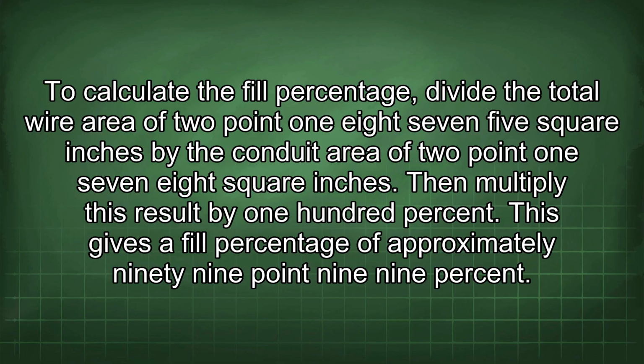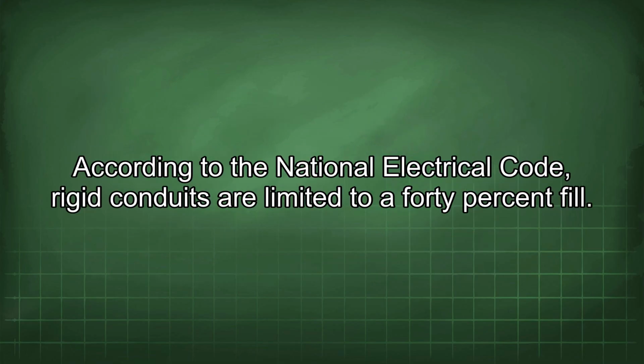To calculate the fill percentage, divide the total wire area of 2.1875 square inches by the conduit area of 2.178 square inches. Then multiply this result by 100%. This gives a fill percentage of approximately 99.99%. According to the National Electrical Code, rigid conduits are limited to a 40% fill.